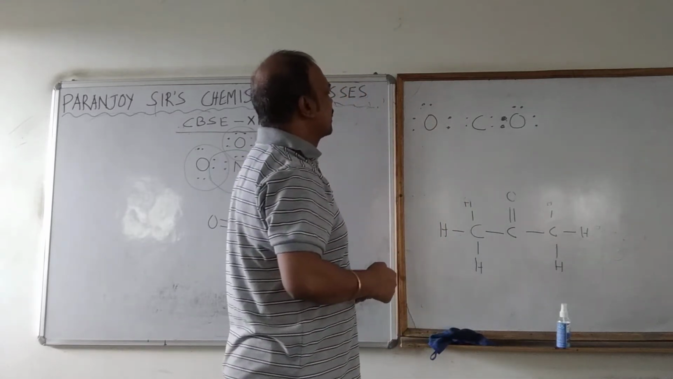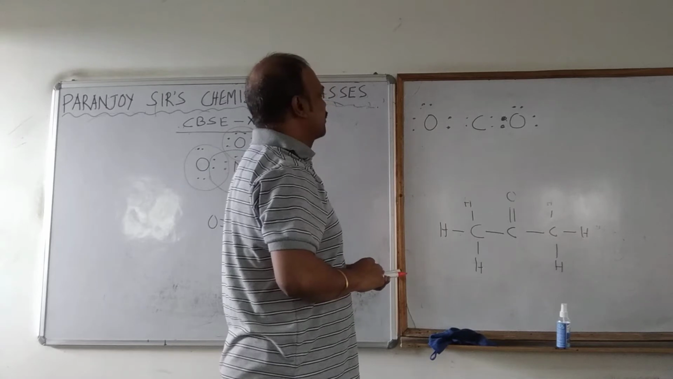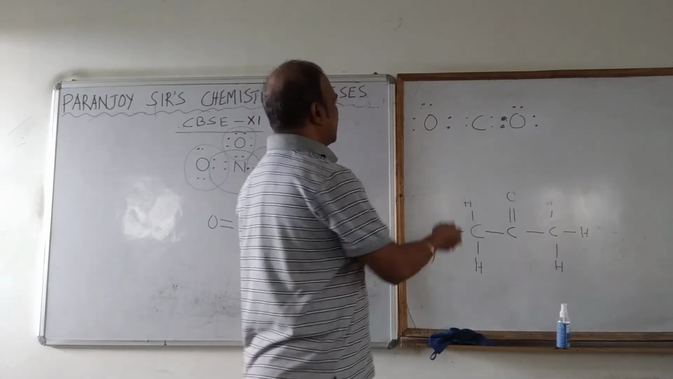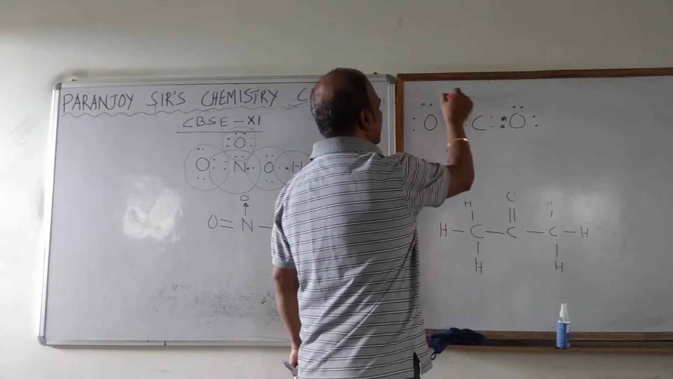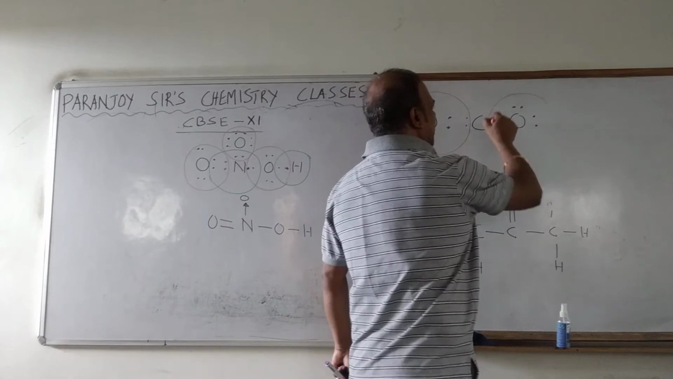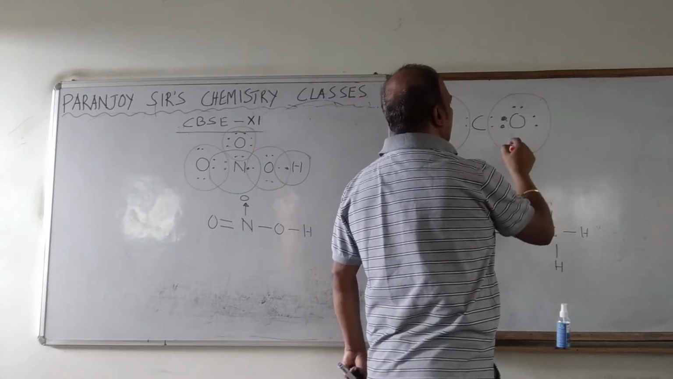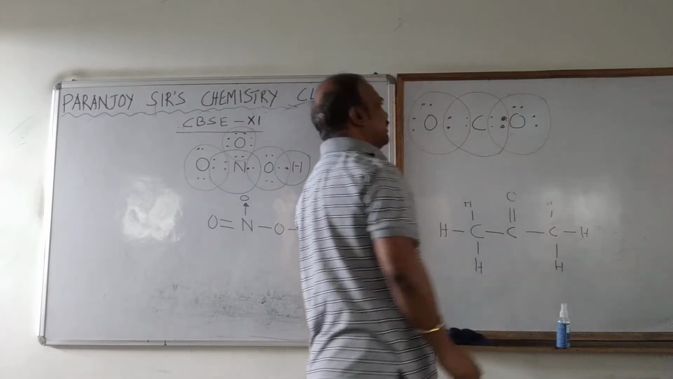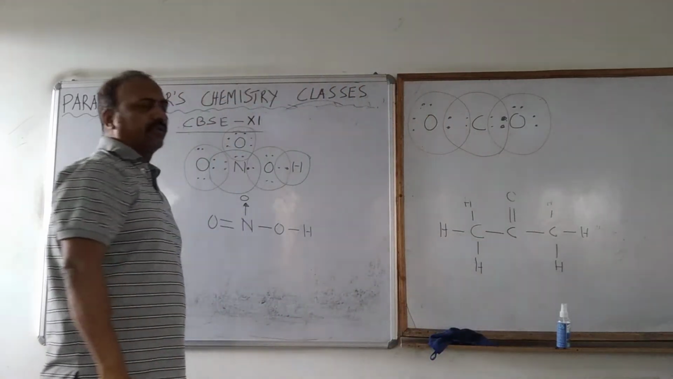Now it wants to become 8. Sorry, everyone wants to become 8. So I will make this oxygen 8. How can I make this oxygen 8? This is oxygen's 8 electrons. This is oxygen's 8 electrons. And obviously this will be the carbon's 8 electrons. Fine, carbon's 8 electrons.